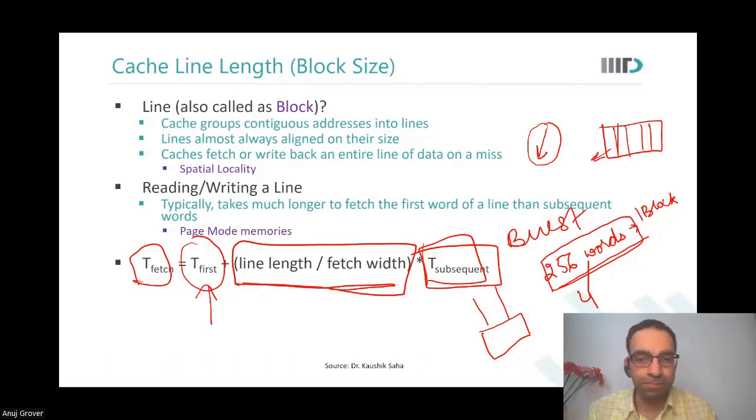Questions? Yeah, Mohan. Can I say that T first is T miss and T subsequent is T hit continuously? No. So this is T fetch. This T fetch is, you may say, T miss. Total T fetch is equal to T miss.